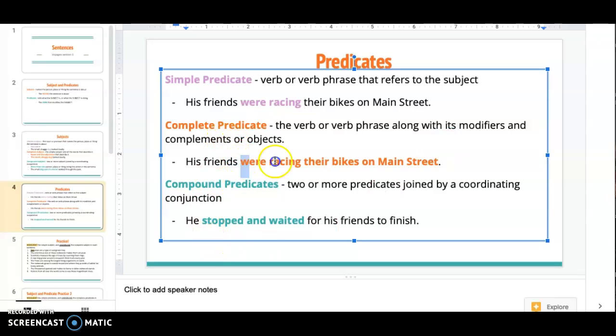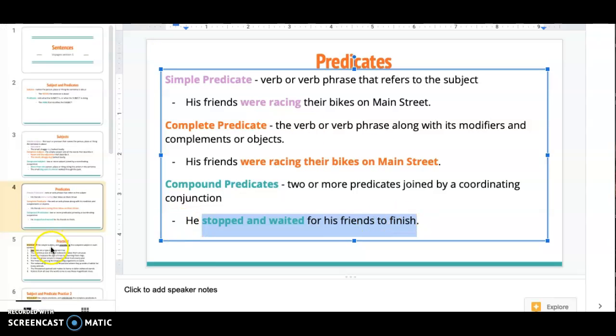So his friends were racing, that's our simple predicate, their bikes on Main Street. That's our complete predicate because it tells us the verb phrase along with all of its modifiers and complements and objects, right? So were racing their bikes on Main Street is the complete predicate. A compound predicate, again, is just when there's two or more actions that the subject is doing. He stopped and waited. So here, the simple predicate is stopped and waited, and then the complete predicate would be stopped and waited for his friends to finish, right? So stopped and waited, simple; complete, stopped and waited for his friends to finish.